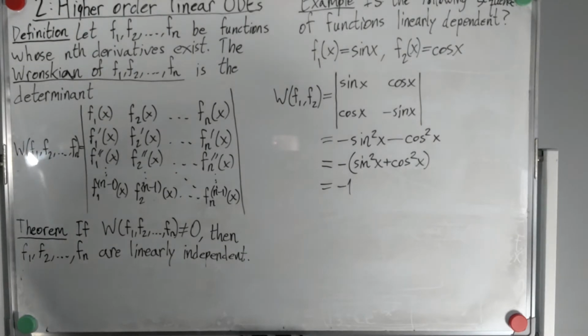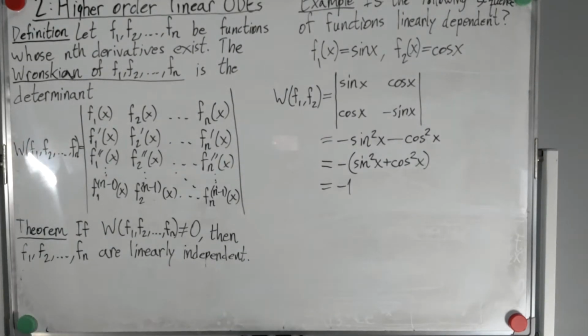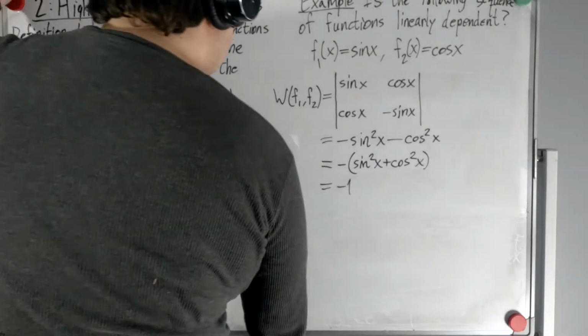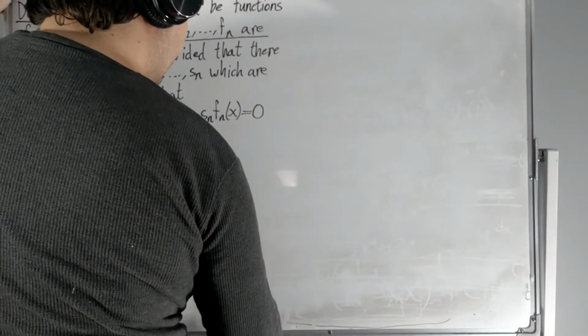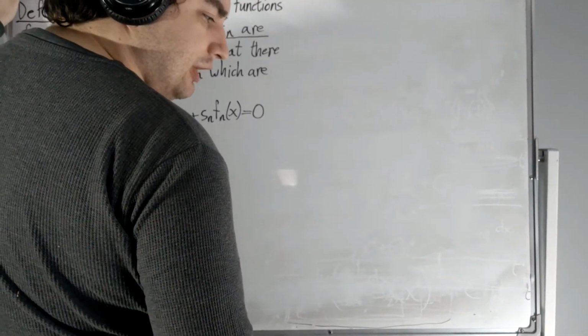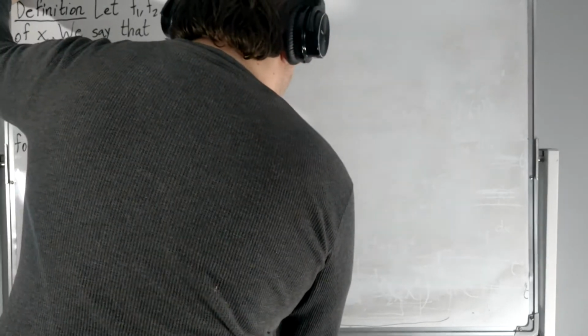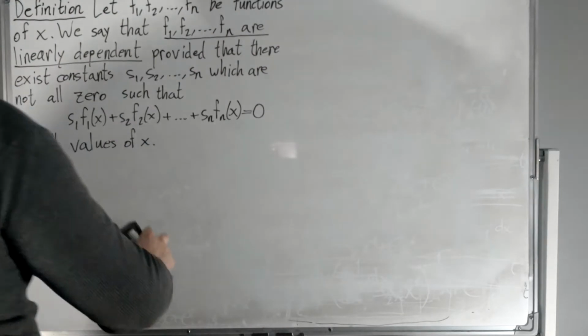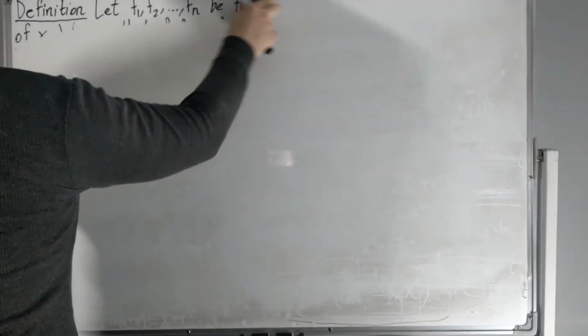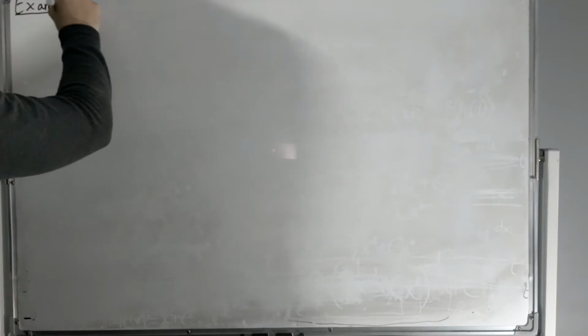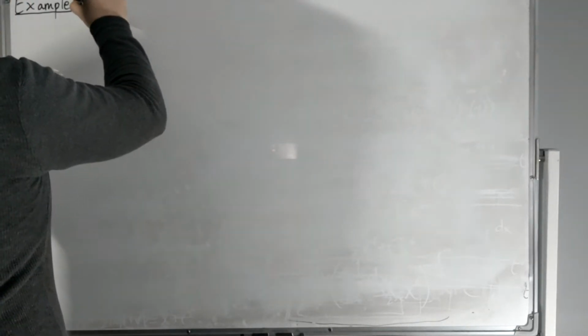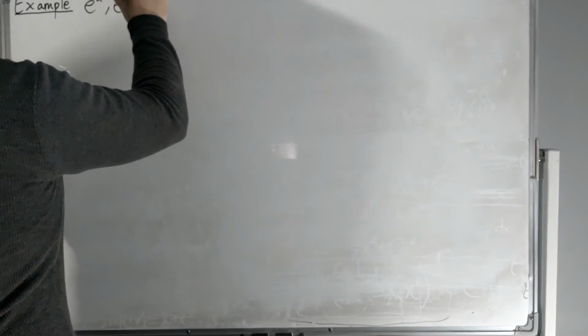Let's take a look at just one more example of using the Wronskian to compute whether some functions are linearly independent or not. Actually, yeah, let's do it. So, same directions, determine whether the following functions are linearly independent: e to the x, e to the 2x, and e to the 4x.